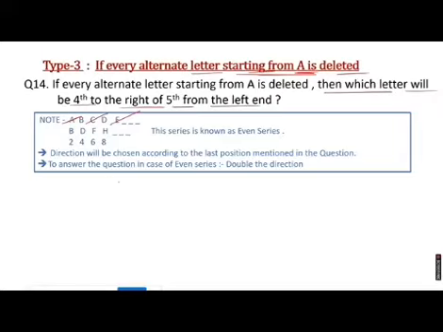Fourth to the right of fifth from the left end. So we have to find out the value.